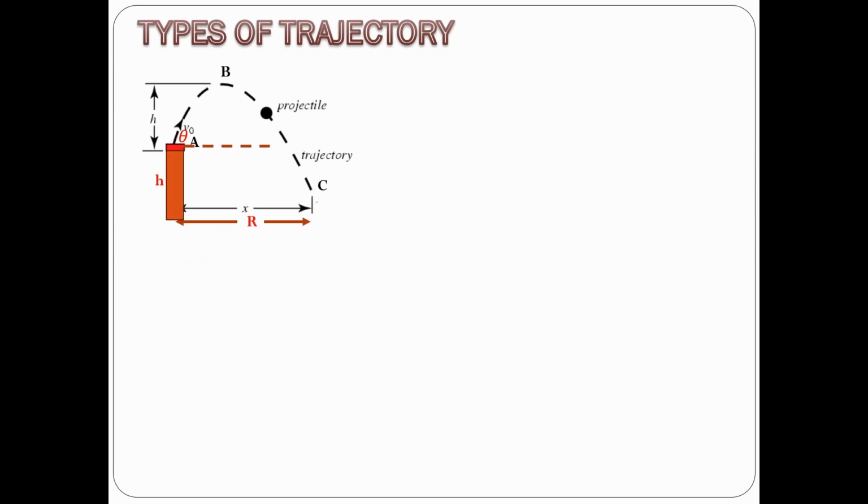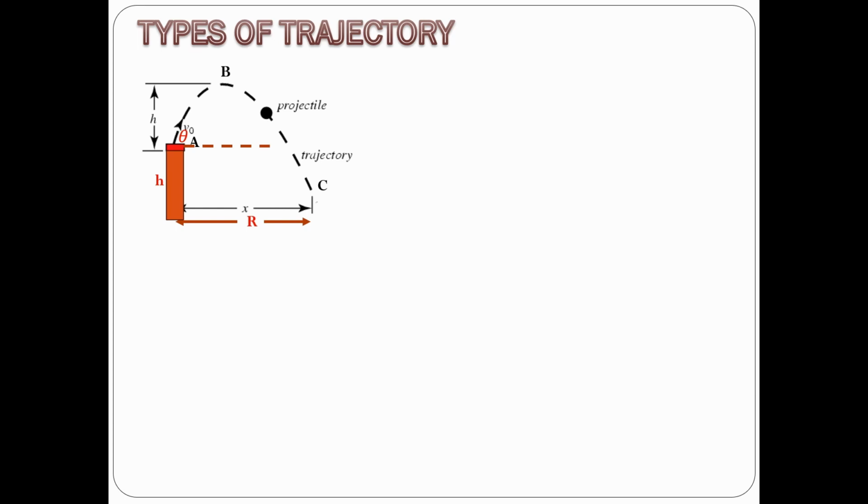Now, the third type of trajectory is like this. A ball is being launched at an angle from some elevated position above ground level. So it is going up and then going down. So h is the height of the cliff and R is the range. The usual question when you have this type of trajectory is how much is the time it takes to hit the ground, which is from position A to position C.